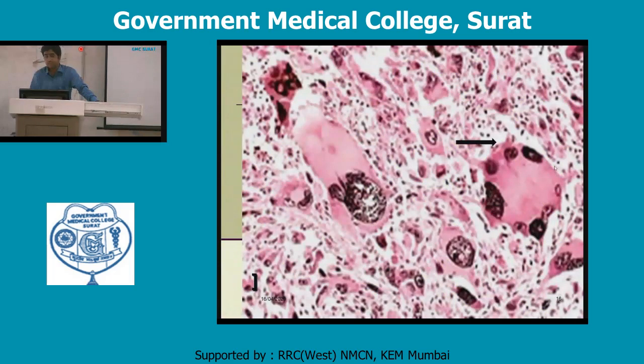This is a slide of sarcoma, rhabdomyosarcoma. Here a multinucleated tumor giant cell is there. All the nuclei are hyperchromatic. Presence of bizarre cells are also there.